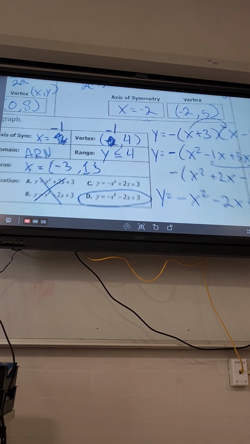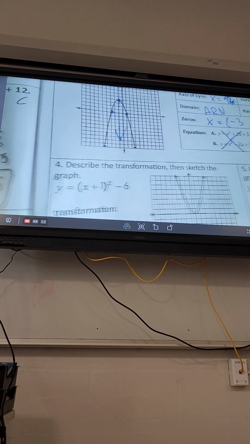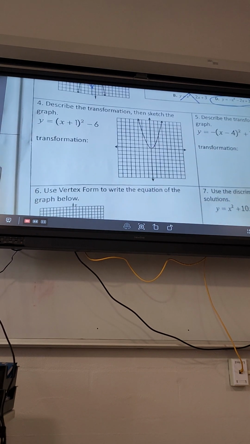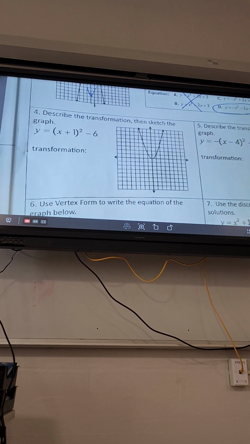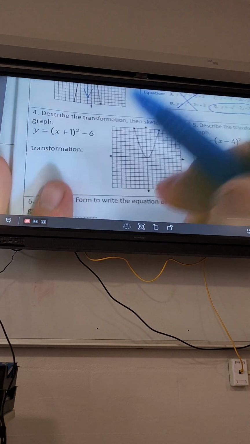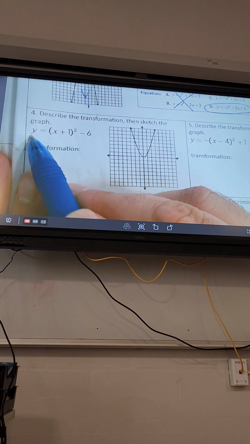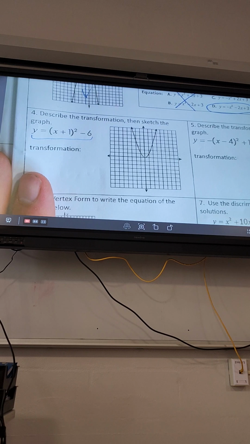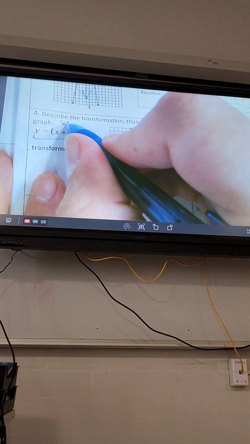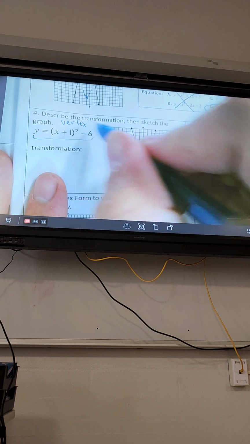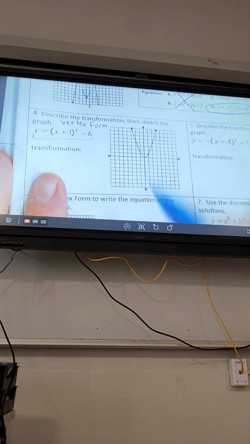All right, anyway, number 4. Describe the transformation, then sketch the graph. So, a few things to notice. What form are we in right here? Out of all the forms, you can remember. Vertex. Yes, vertex form. So vertex form is really important.